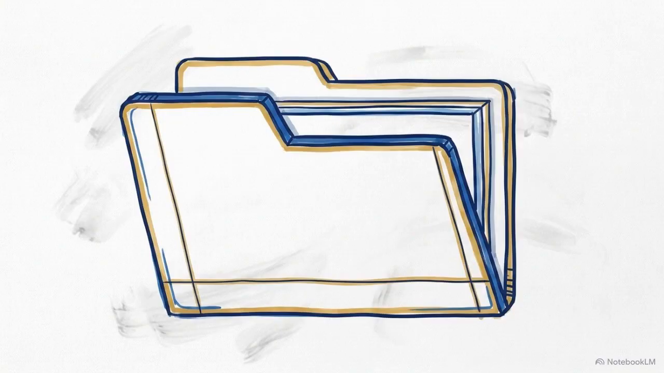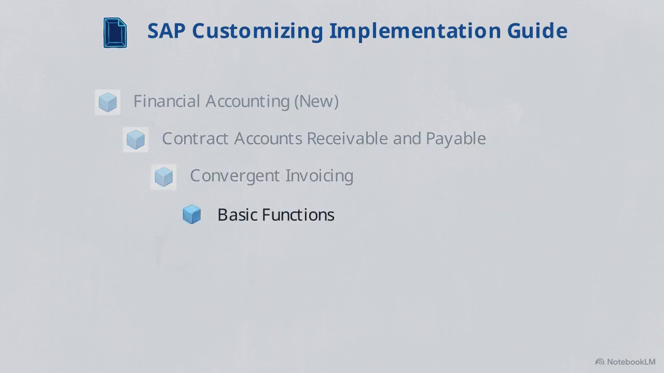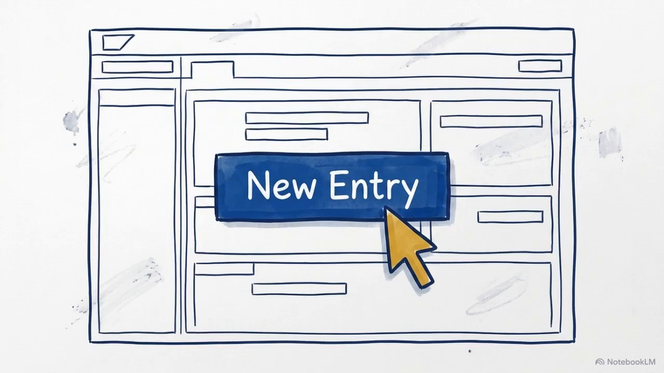Step 1 is creating the billing subprocess, which we will call BS ##. In the SAP Customizing Implementation Guide, navigate through Financial Accounting into Convergent Invoicing, Basic Functions, Billable Items, Billable Item Management, and finally select Define Subprocesses of Billing. Add your new entry here.